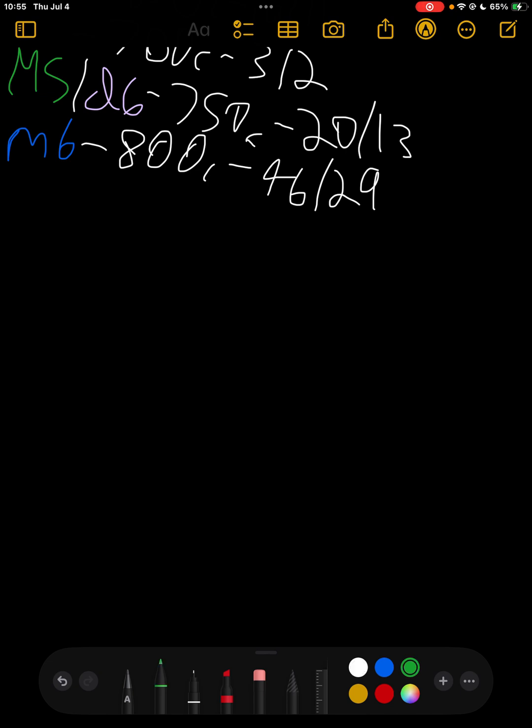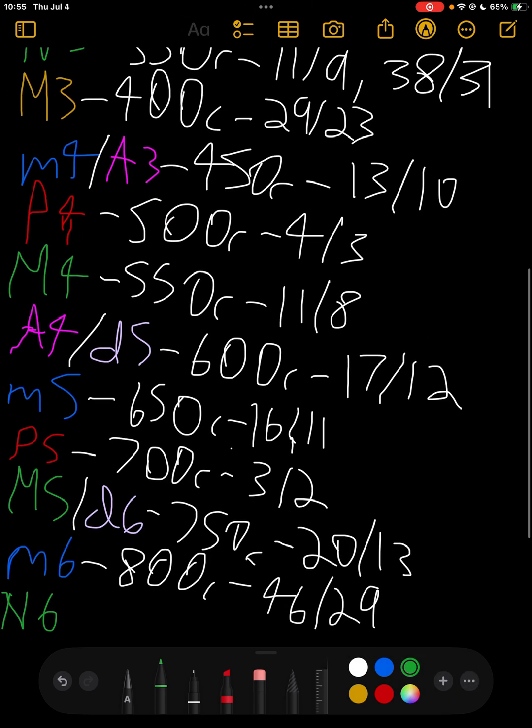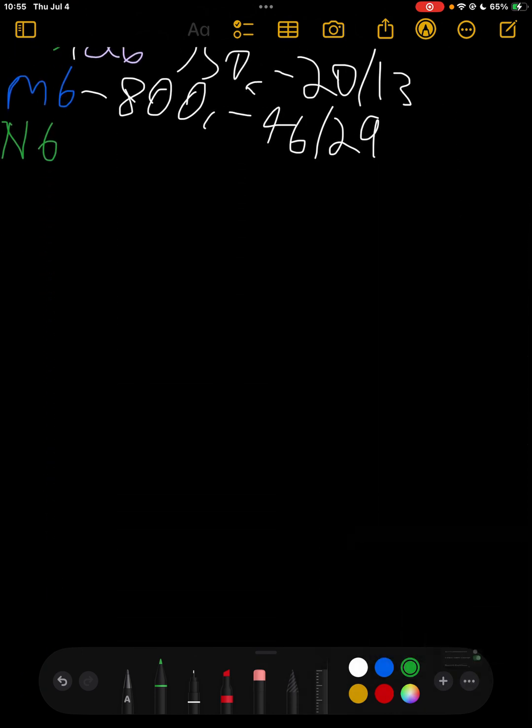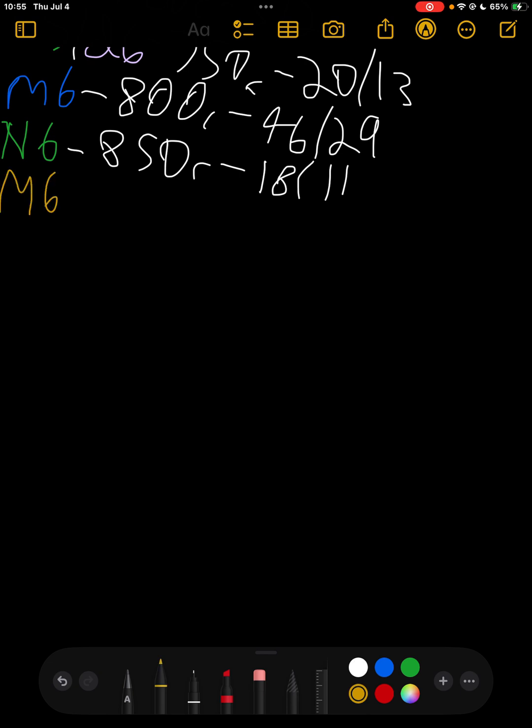Now for the neutral sixth. And now for the neutral sixth. That one is 850 cents. And the ratio I'm going to use for it, 18 to 11. Next up, major sixth. Same as the minor third, 900 cents. And we're going to use 32:19.